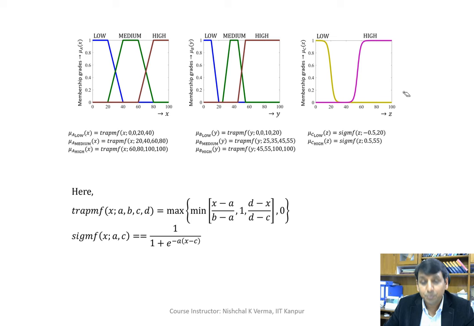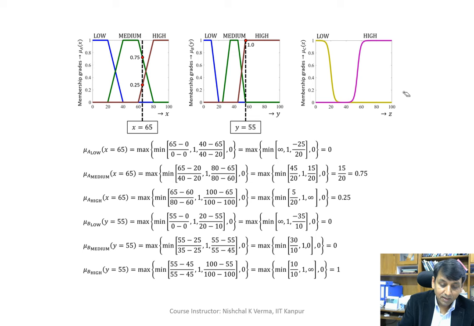The input here is x equal to 65, y equal to 55. So this input has two parameters: x is equal to 65, y is equal to 55. Both these values are now applied, and since we have three fuzzy regions, the first step is to find where this x equal to 65 is intersecting. This line is intersecting here at 0.25 and then 0.75, you can see.